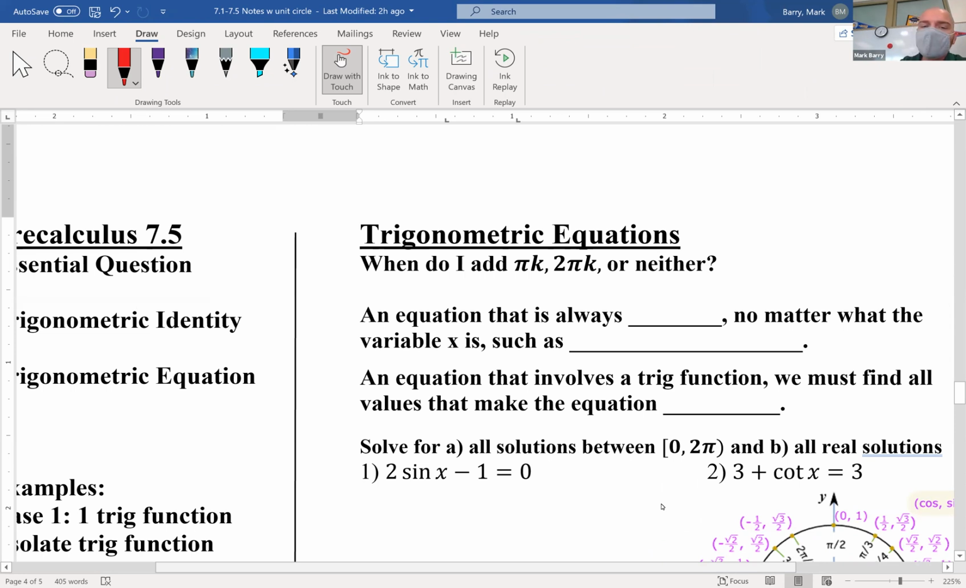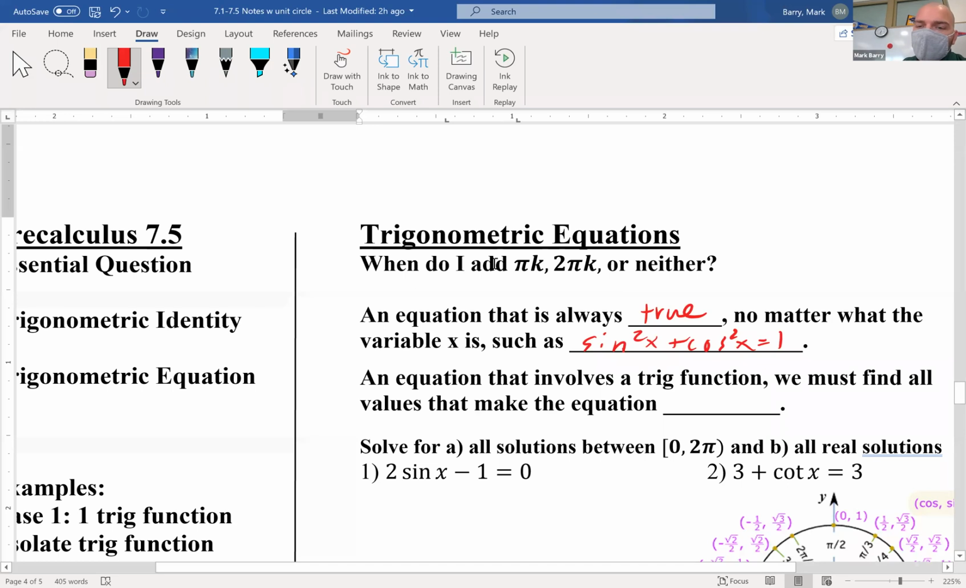So an identity is an equation, but it's an equation that is always true, no matter what the variable x is, such as sine squared x plus cosine squared x equals 1, which is my favorite trig identity. If you have a different one, you can put it there. If you like 1 minus cosine squared equals sine squared, you can put that. Or cosecant of x equals 1 over sine x. That also works. But I like this one.